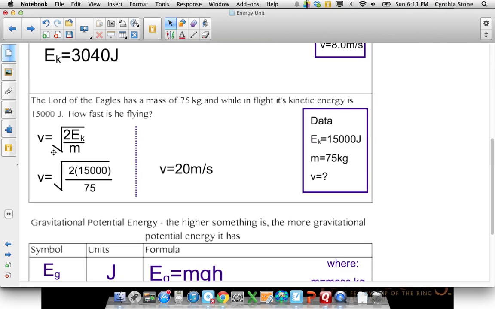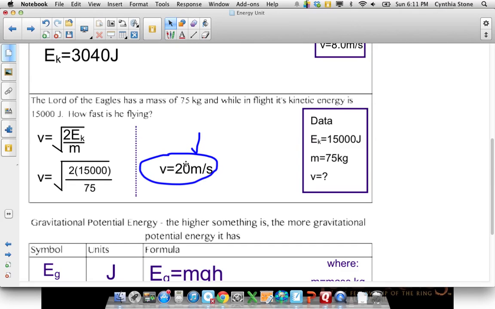I use that rearranged form. Make sure that the square root is over the whole thing. So you do the whole bit in here in your calculator. 2 times 15,000 divided by 75, that's what you do first, and then take the square root at the end. 20 meters per second, which actually is, I think, I'm going to circle that, a fairly reasonable number for a speed for an eagle. What's that, times 3.6, so about 75 kilometers per hour.